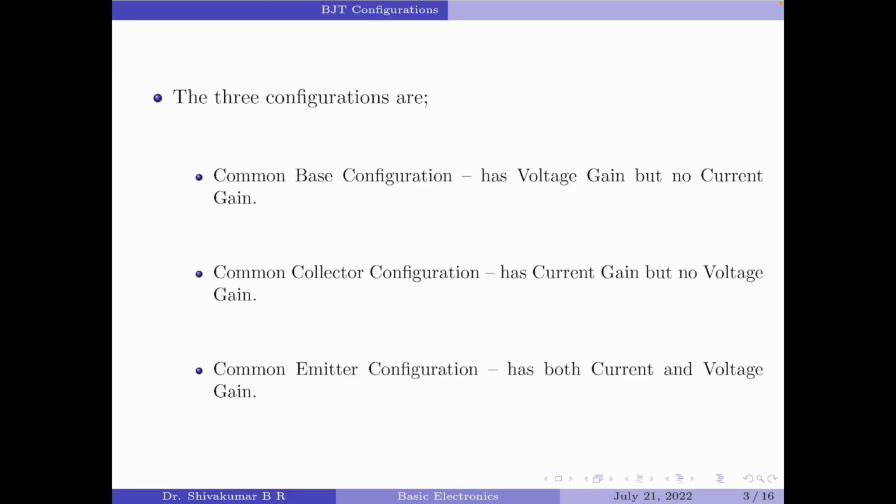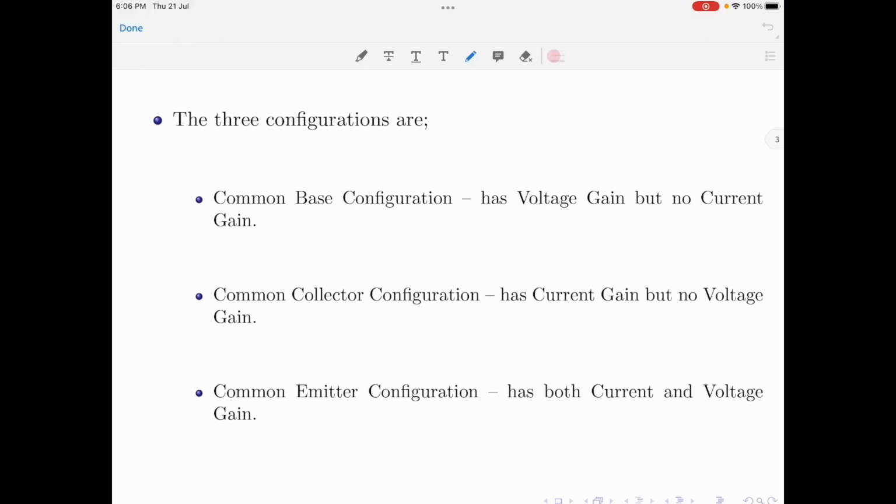The BJT can be connected to any electronic circuit under three configurations. The first one is called the common base configuration. Then we have the common collector configuration, and lastly we have the common emitter configuration. Each of these configurations has different characteristics.